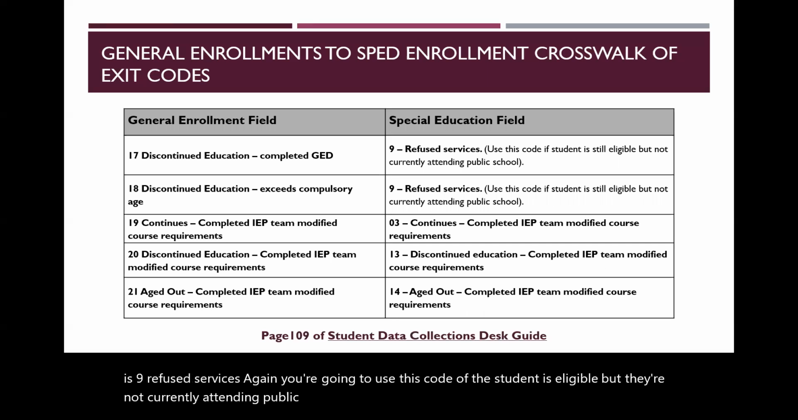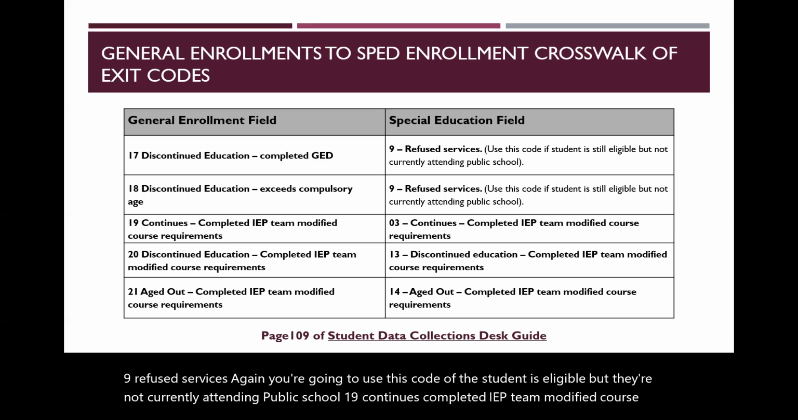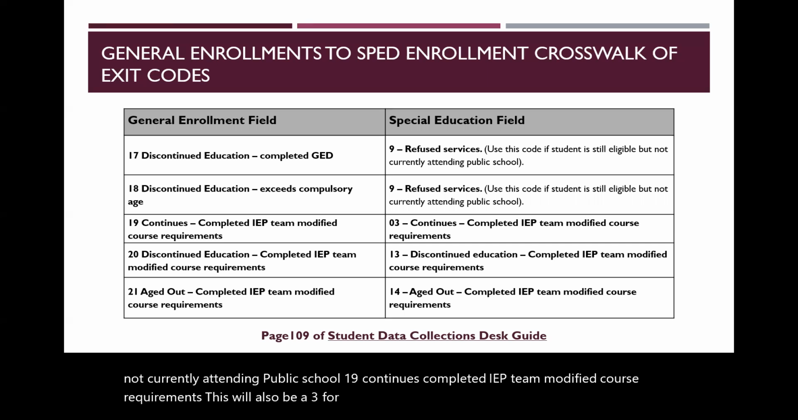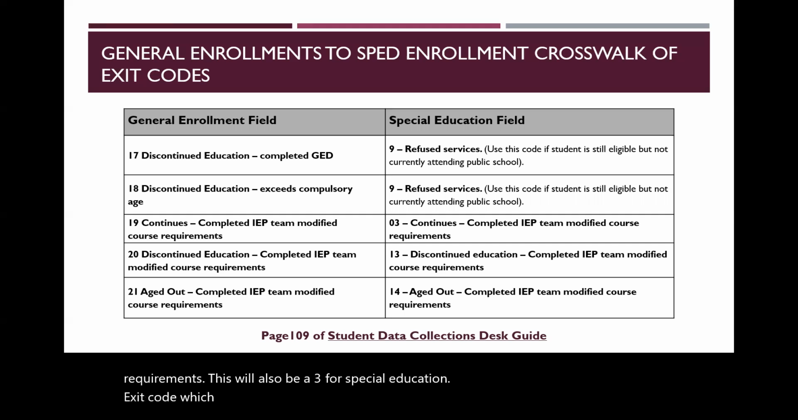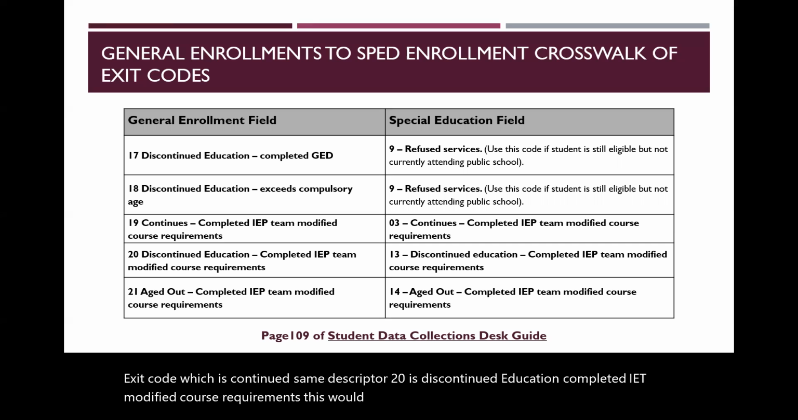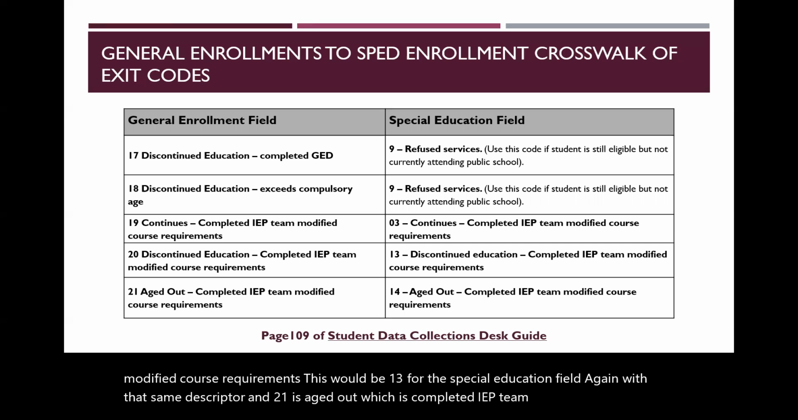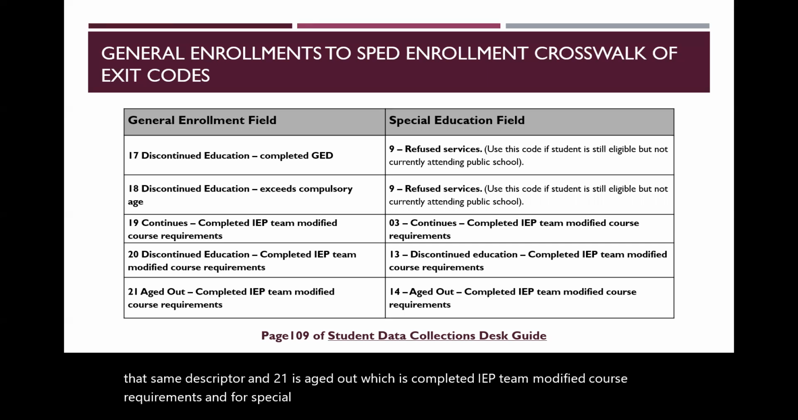19 continues, completed IEP team modified course requirements. This will also be a 3 for special education exit code, which is continued, same descriptor. 20 is discontinued education, completed IEP team modified course requirements. This would be 13 for the special education field, again with that same descriptor. And 21 is aged out, which is completed IEP team modified course requirements. And for special education field, it is 14 aged out with that same descriptor.